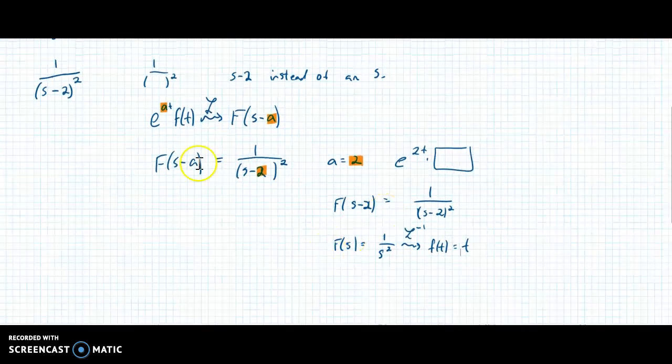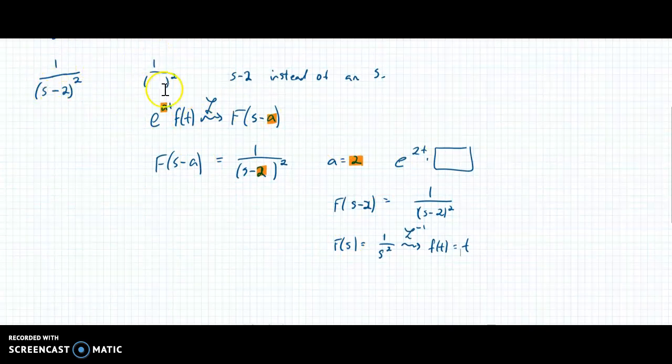Let me zoom out a little bit so we can see everything. I started by looking at this thing and saying it's 1 over something squared, and I've got an s minus 2 instead of an s. So I worked this formula, f of s minus a. Well, a was 2. So what's that mean? When I go and do my inverse Laplace, then I need to get an e to the at. Well, a is 2. So I get e to the 2t times, I'll do it the other way around, times f of t.